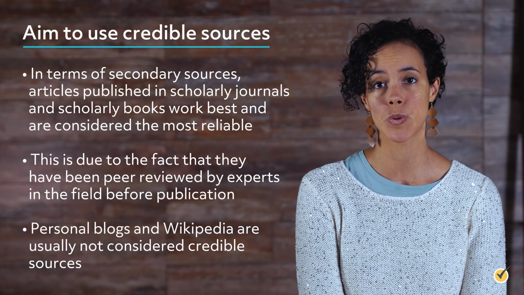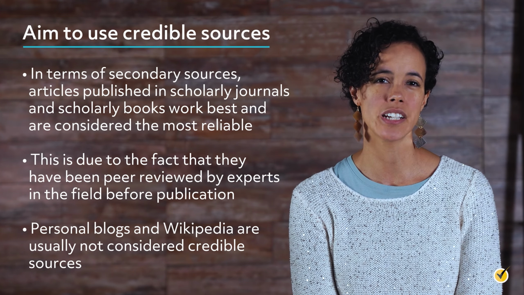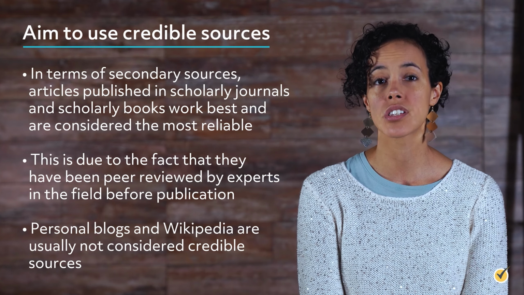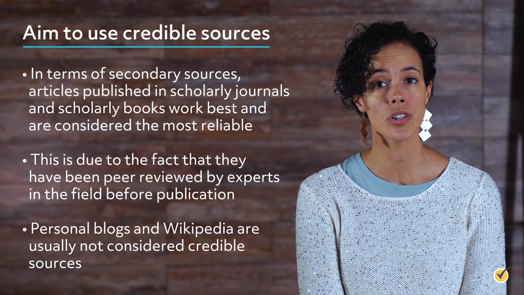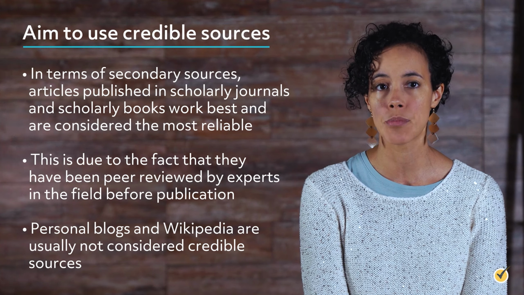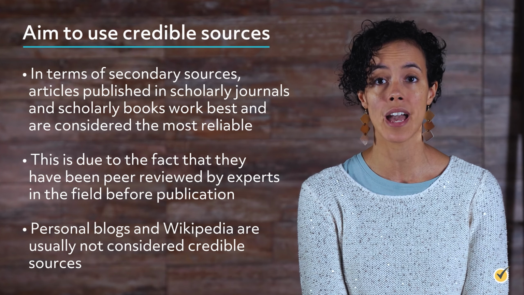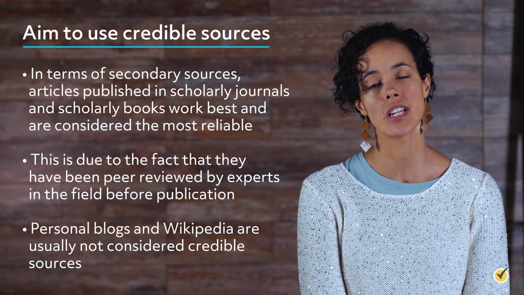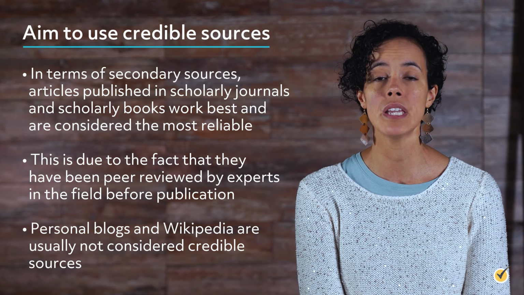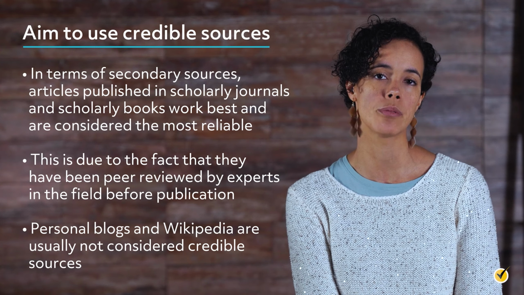Aim to use credible sources. In terms of secondary sources, articles published in scholarly journals and scholarly books work best and are considered the most reliable. This is due to the fact that they have been peer-reviewed by experts in the field before publication. Personal blogs and Wikipedia are usually not considered credible sources. Remember, anyone can post whatever they like on personal blogs. Wikipedia is open to be edited by anyone, so it also often lacks credibility.